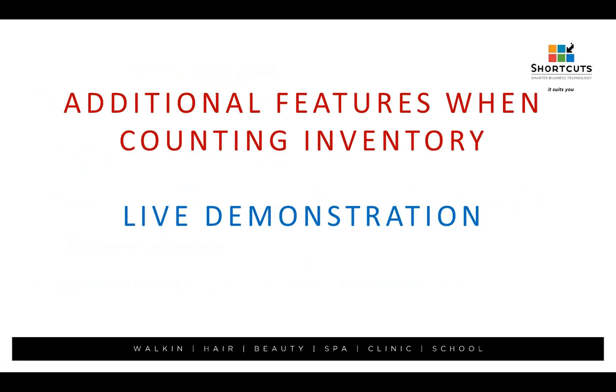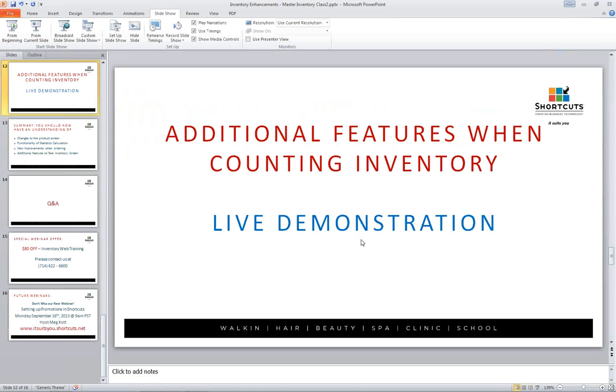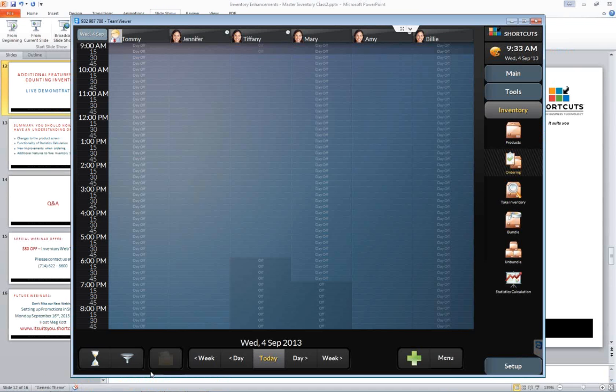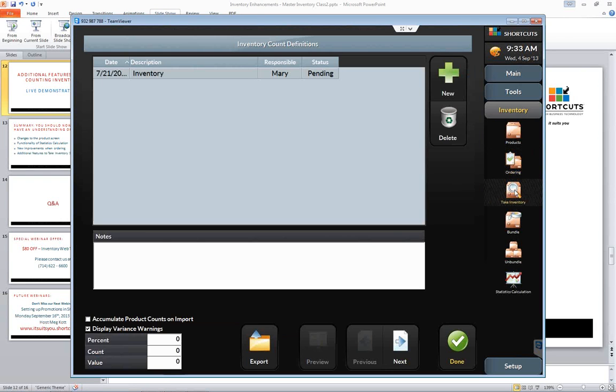All right, so additional features when counting inventory. I'm just going to take you into shortcuts, and we're going to take a look at the Take Inventory section. In my inventory menu, I'm going to go ahead and choose Take Inventory. I'm actually going to create a new inventory count here.